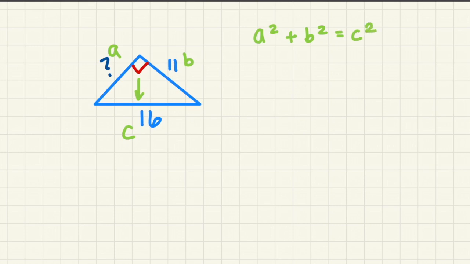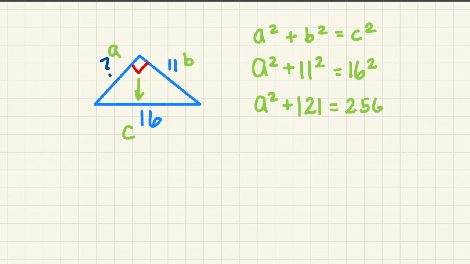So a squared, I don't know what a is, that's my question mark side, so I'm just going to leave that as a squared. Plus b squared, b is 11, so I'm going to write 11 squared, equals c squared. c is 16, so 16 squared. Now what I have to do, I first solve out my exponents. So I'm going to leave a squared here, plus 11 squared, 11 times 11 is 121, equals 16 times 16 is 256.